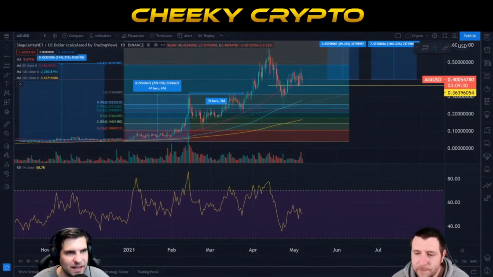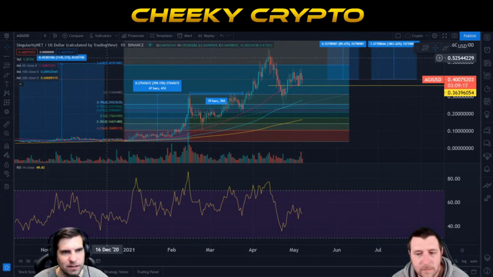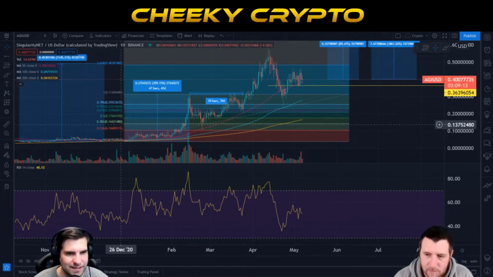This is SingularityNET to the USD. And this is calculated by TradingView because ultimately SingularityNET is not actually traded with the USDT. It's just a Bitcoin pair. So this one's being calculated by TradingView for anyone who wants to know. We have a daily chart here, and Binance is the data source.